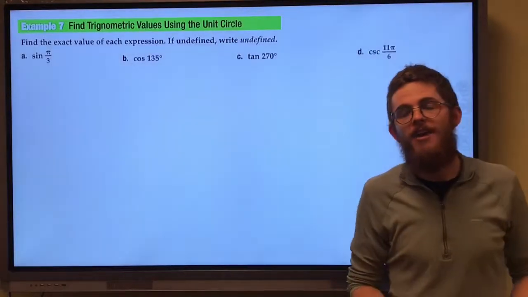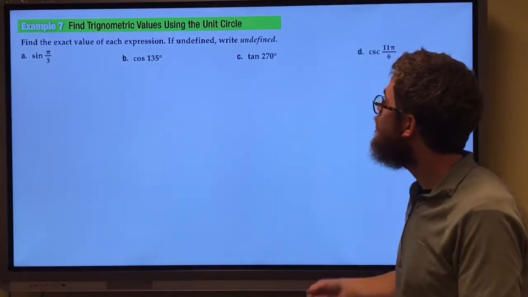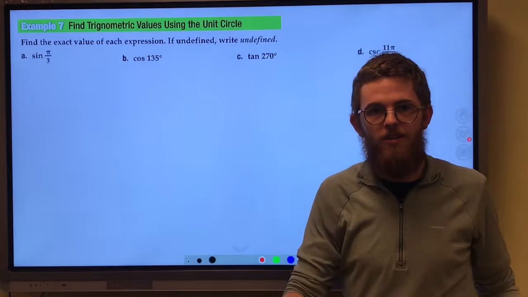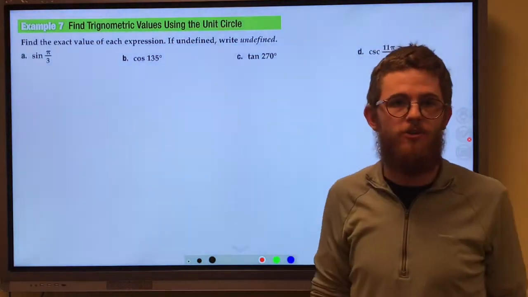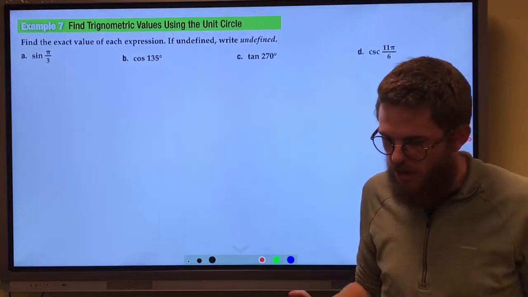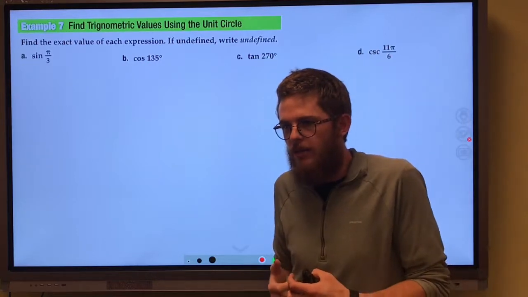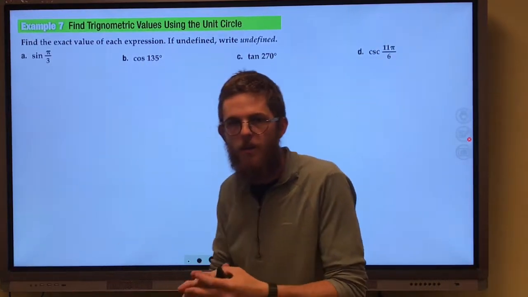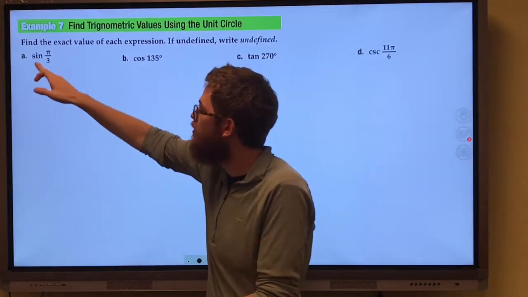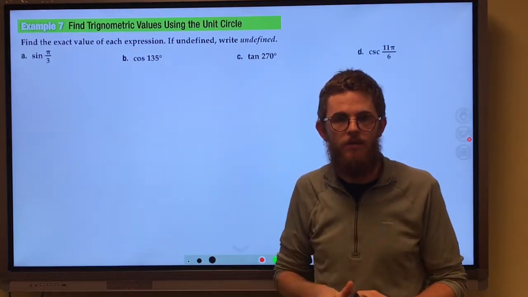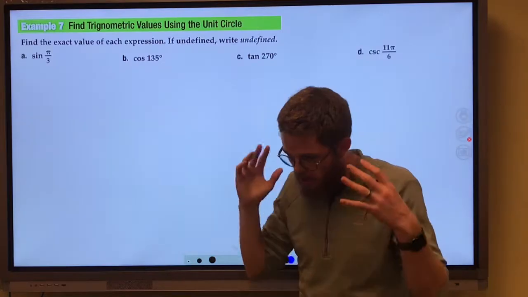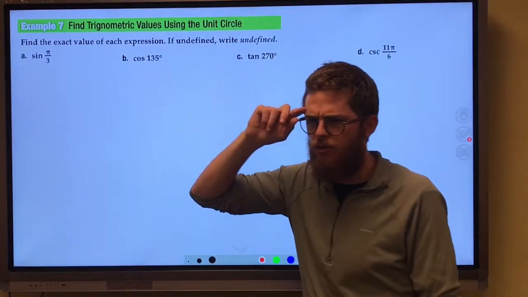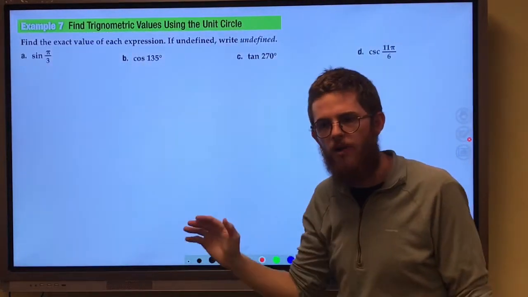All right, we're looking at evaluating these trig functions, finding these values using our unit circle. And this is what makes it so great. If we can just think about it, we can imagine the unit circle in our head. We can imagine what point corresponds to pi over 3, and we can work from that. So let's think about it. What point on our unit circle corresponds to pi over 3?